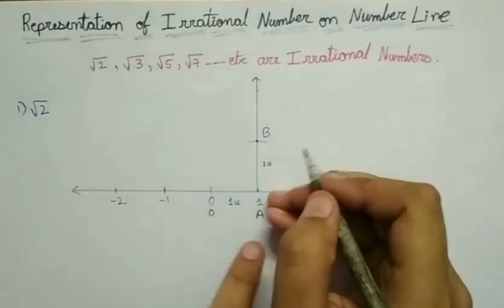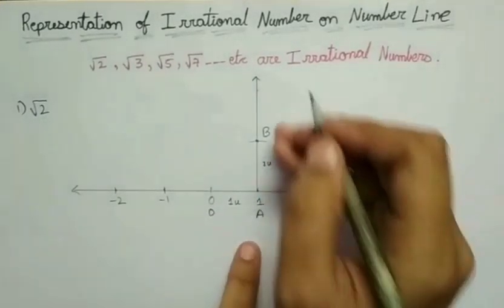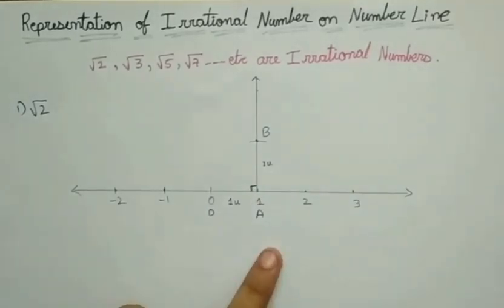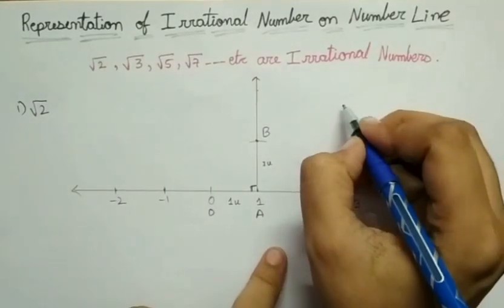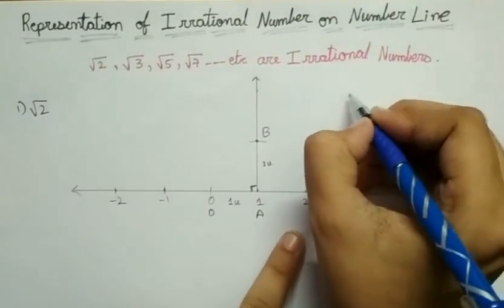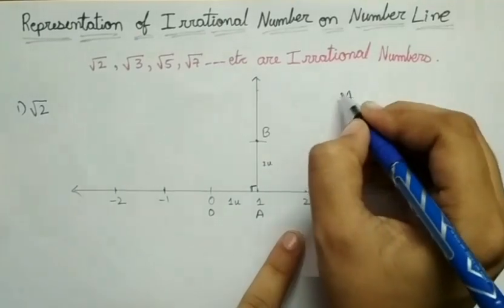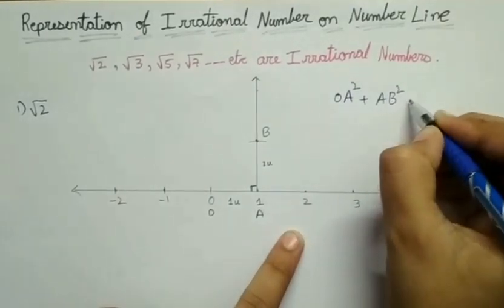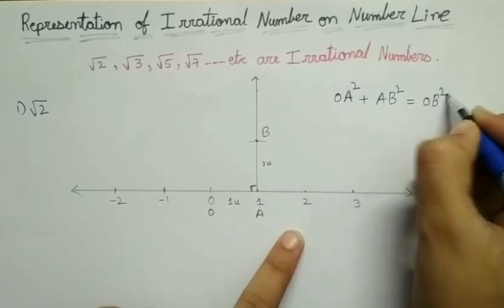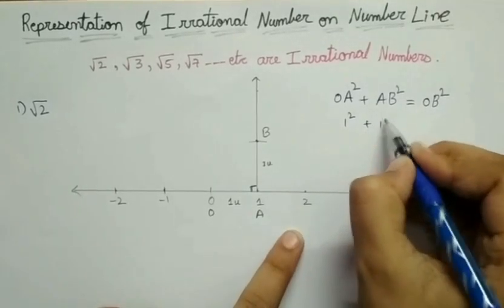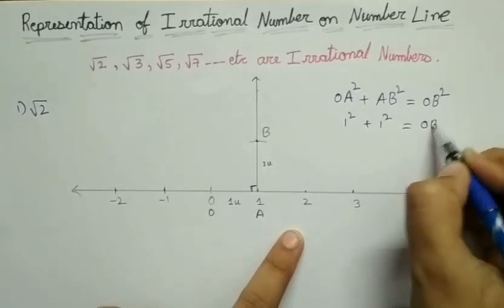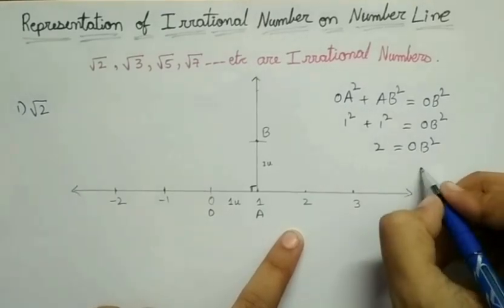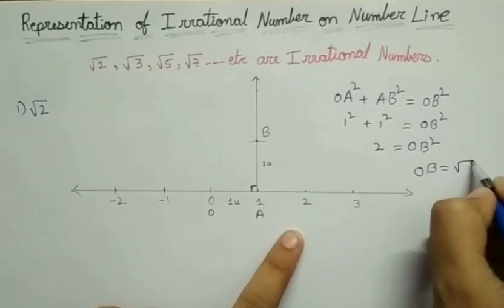The base is 1 unit, the adjacent sides are 1 unit and this is 90 degrees. As we know, in Pythagorean theorem, OA square plus AB square will be OB square. That is 1 square plus 1 square will be OB square. 2 will be OB square. Now OB will be root 2.